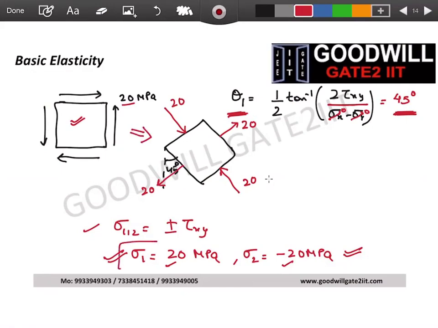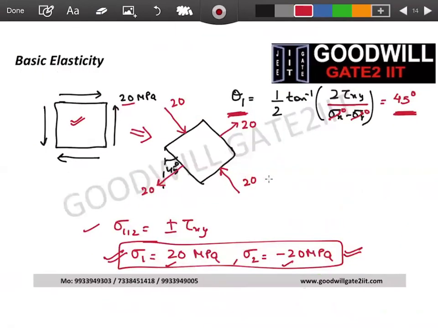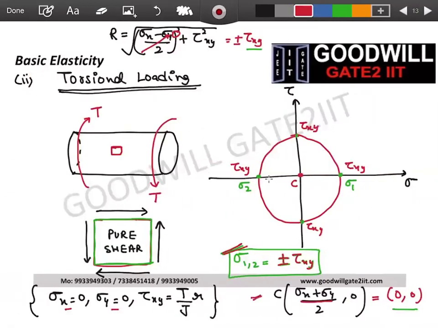So I hope you understand when we use the word that your principal stresses are equal to plus minus tau xy. Is this Mohr circle clear, guys? I have used formulas to calculate this just so that you understand. And Mohr circle needs only center and radius, right? And we simply draw the circle. Tell me, is this part clear to all of you?